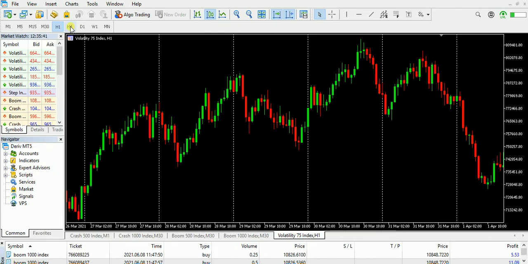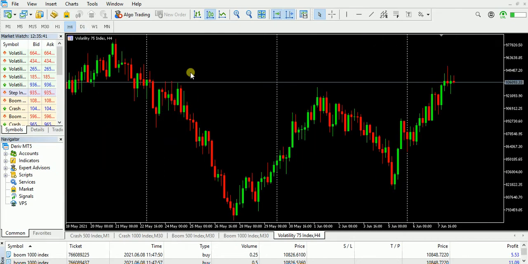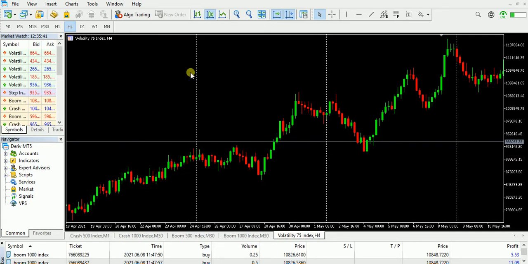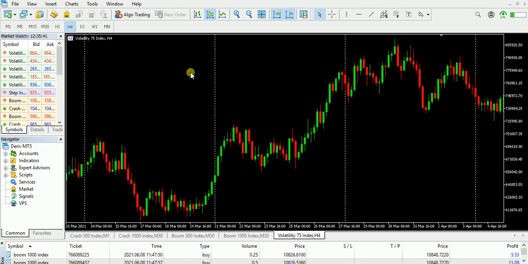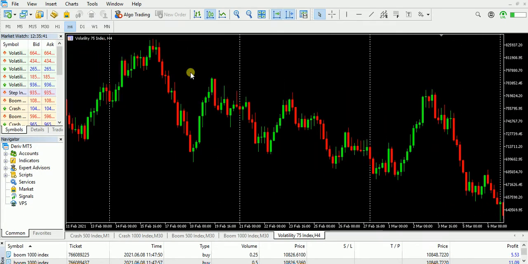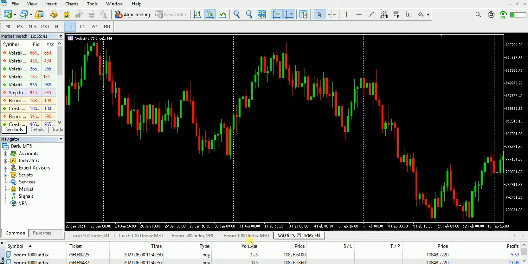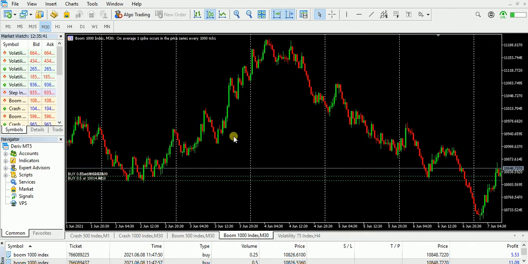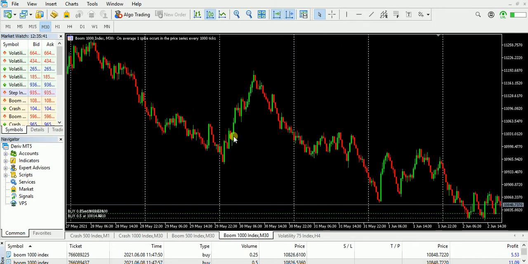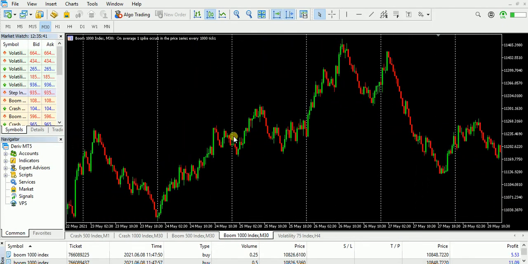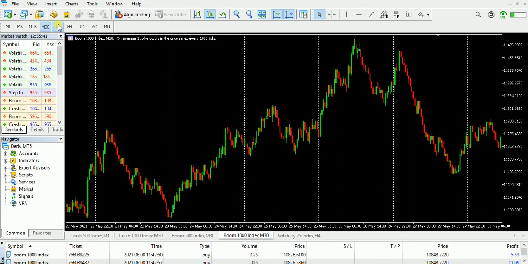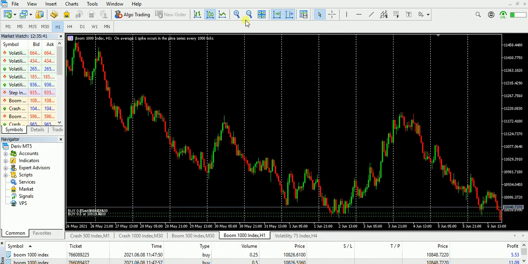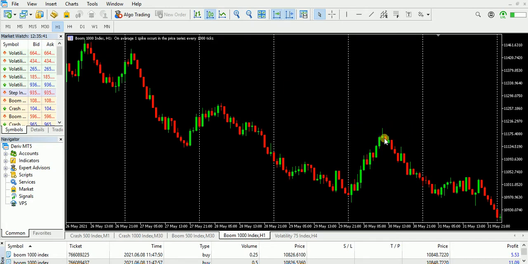Okay, let's move to the H4 time frame to see if I could find one, the bearish pin bar. Okay, let me go to this point and see if with Boom 1000 I'll be able to find a bearish pin bar. Bearish pin bar, 1 hour. Okay, we found one here. We found one here at this spot.